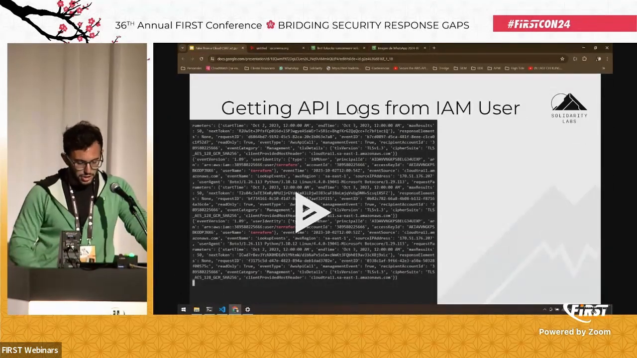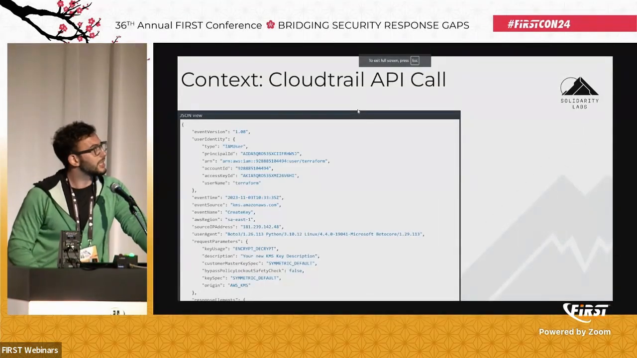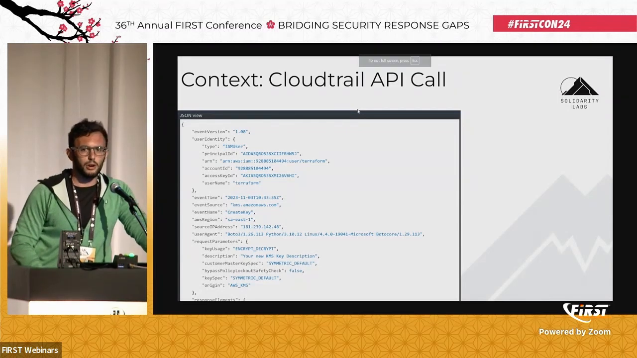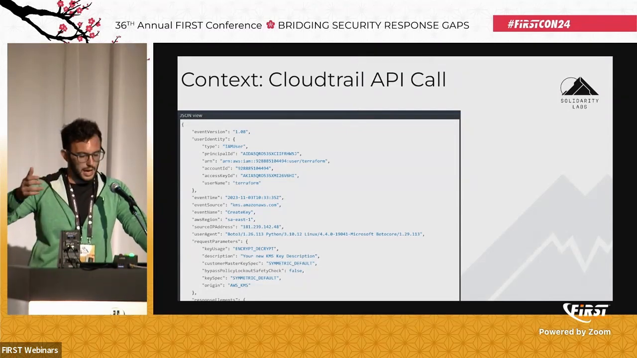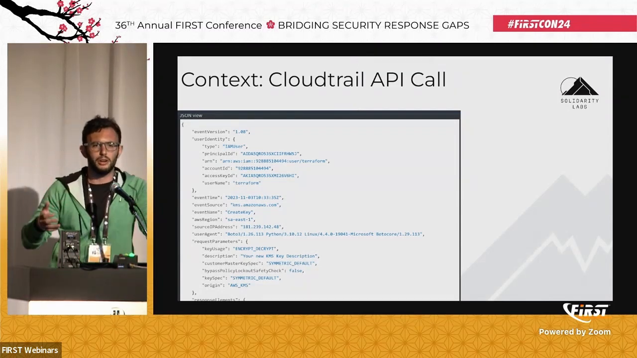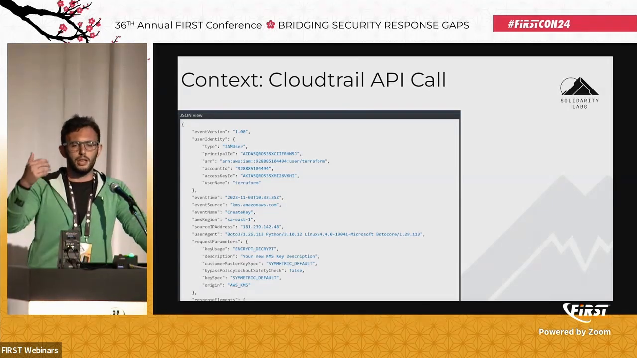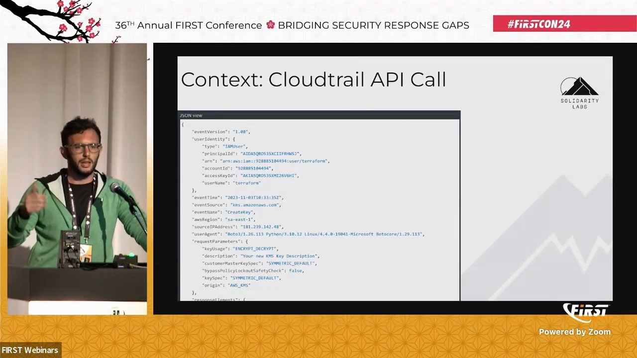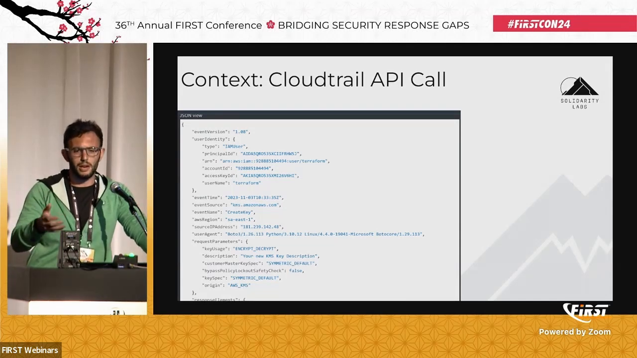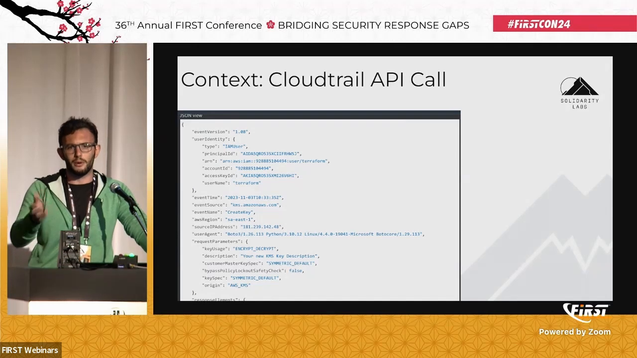With that research, this is an example of a CloudTrail log. If you haven't seen this, you have a lot of data. It's a really, really rich log. You can get user agents, source IPs. There is a lot of stuff that you can get from this. And if you are not familiar with AWS incident response, this is the bread and butter to handle whatever incident is happening there.